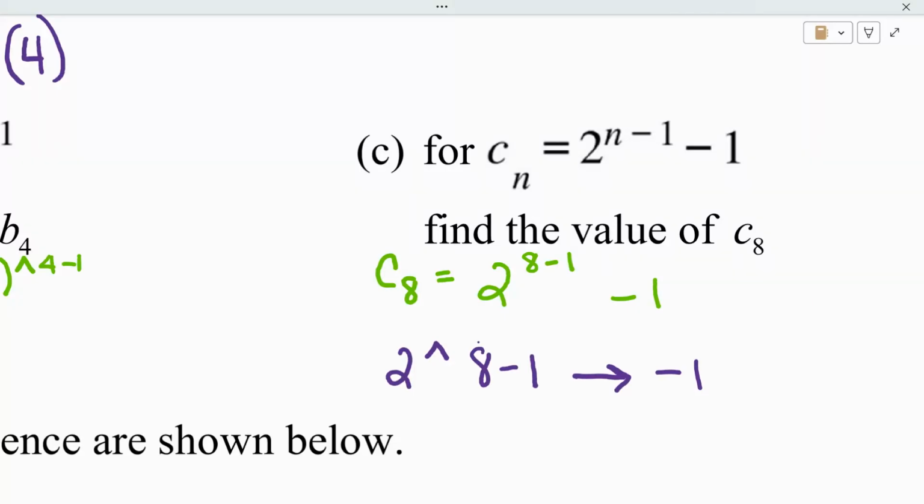What is 2 to the 8th power? 2 to the 7th. Wait, 256, 512. So did you get 127? So it's 2 to the 8th, because I did 2 to the 8th power. I didn't subtract 1. Yeah, 2 to the 7th is 128 minus 1 is 127. So C of 8 equals 127.